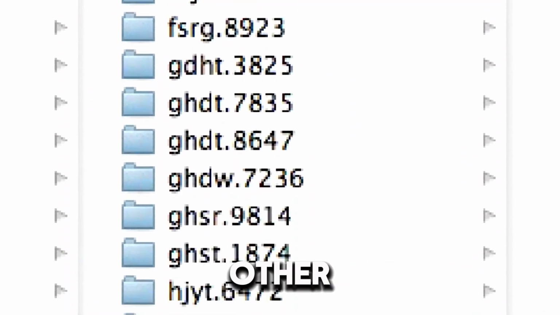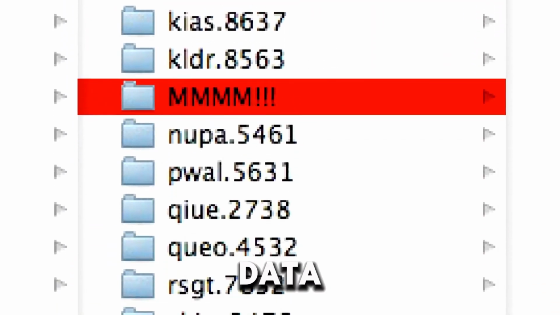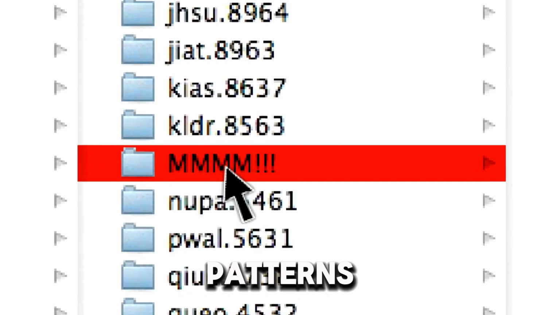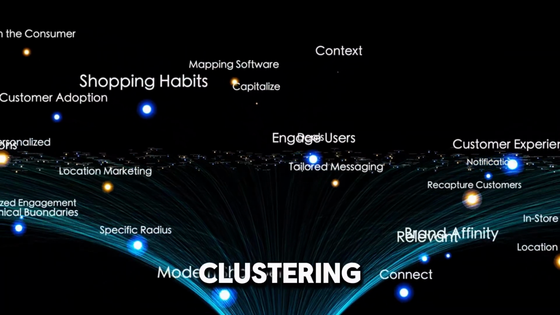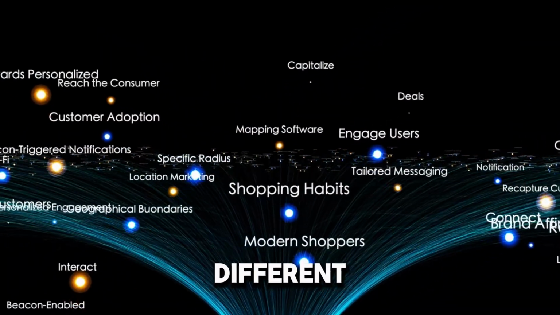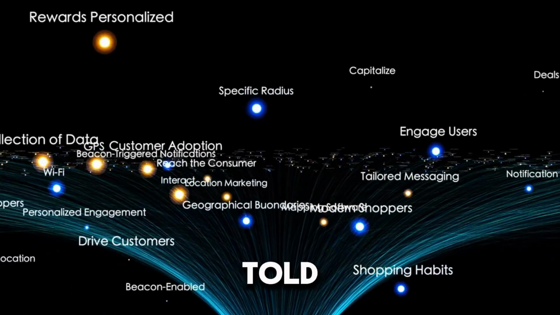Unsupervised learning, on the other hand, means the AI is given data without labels and must find patterns on its own. A good example is clustering customer data to identify different buying behaviors without being told in advance what to look for.